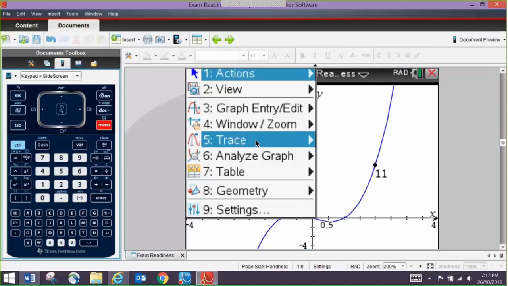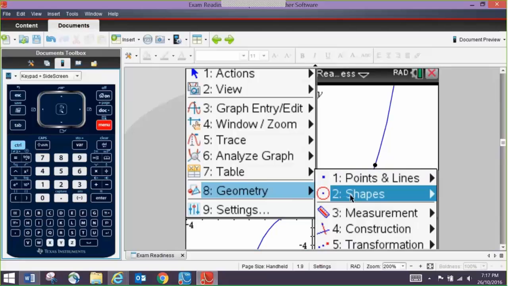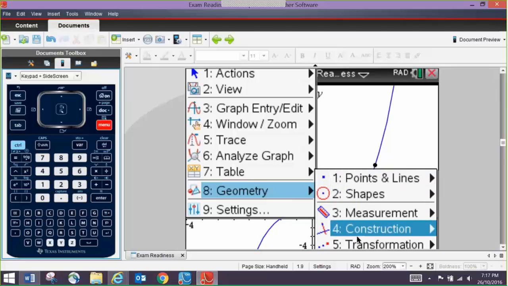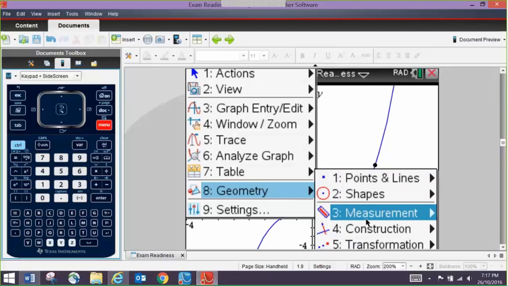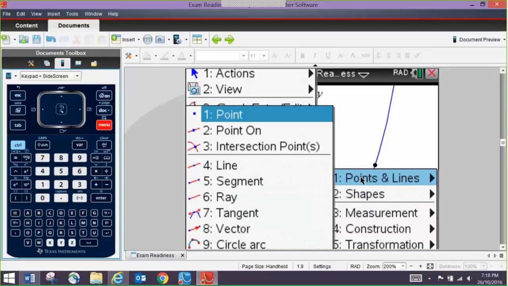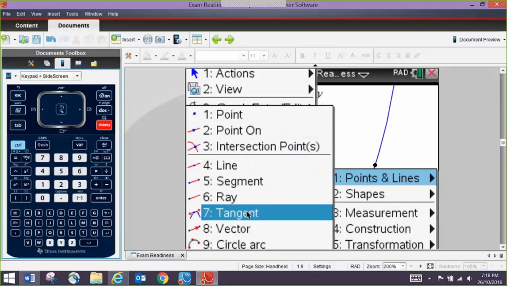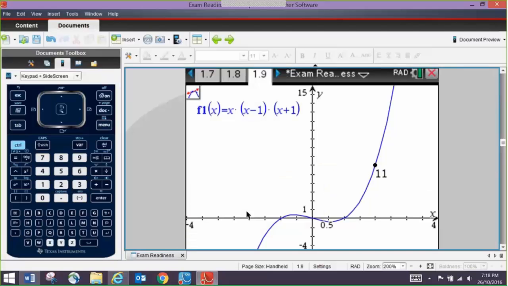So here I am going to the geometry menu now, and in Press to Test, 3, 4, 5 will be greyed out. I can't put the software in Press to Test mode, but they will be greyed out. But 1 and 2 will still be available. And in number 1, points and lines, I can go down to tangent. All of these things are available within Press to Test.